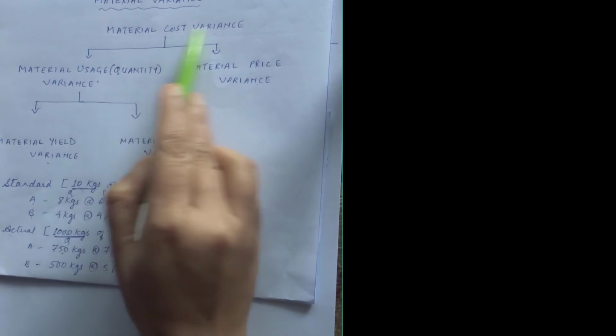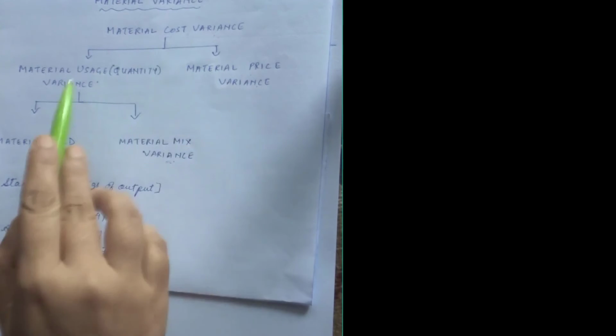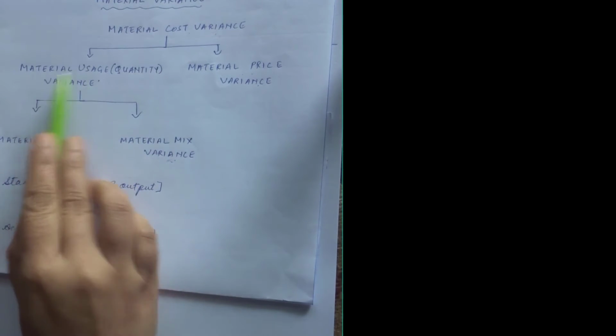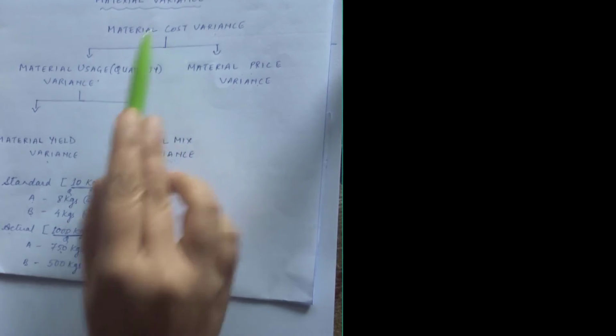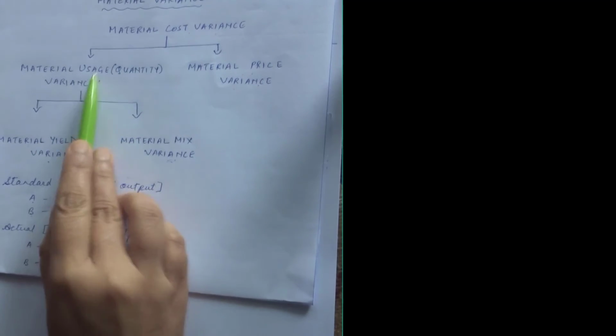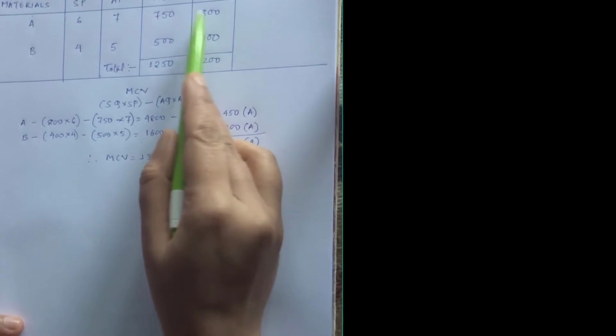Now under this MCV, the structure of MCV is what? This is the one. Material cost variance is divided into two parts, right? Material uses variance and material price variance. The cost variance we got because of the difference in quantity and difference in price, right? See the difference here, it is given.